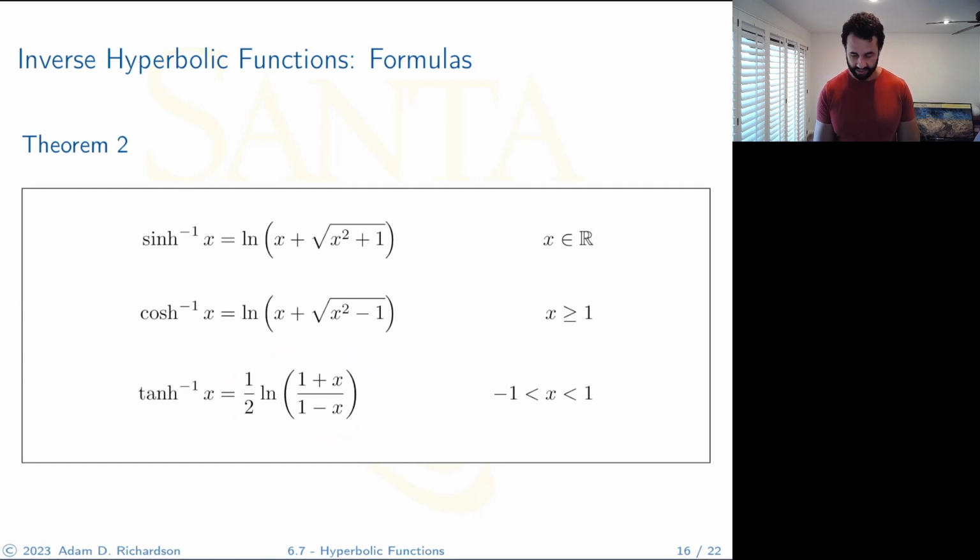And then here are the domains. So x is any real number. x has to be greater than or equal to 1. And then x is between -1 and 1 exclusive.